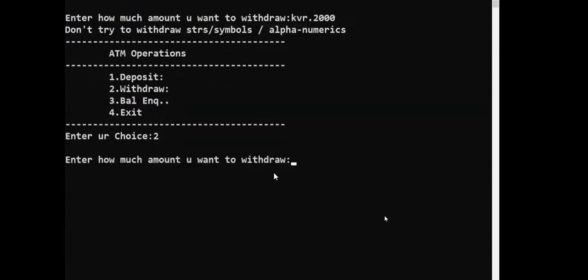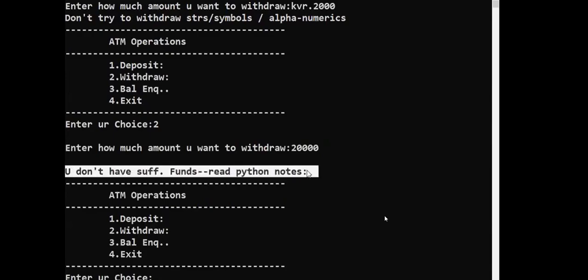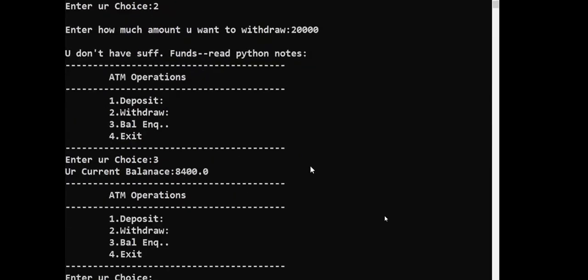And the next is choice 2. I'm entering 20,000, but I don't have that much funds. Insufficient funds. Please read Python notes to get the funds. Come on, next, balance inquiry, the third option, and 8,400 is there.